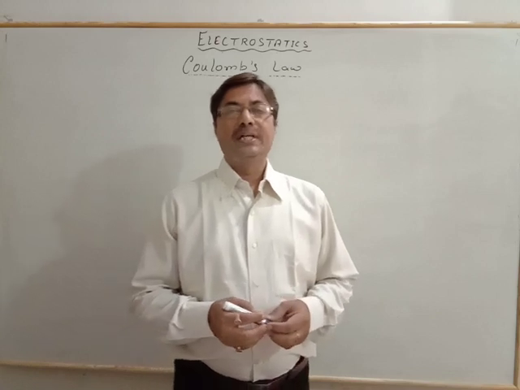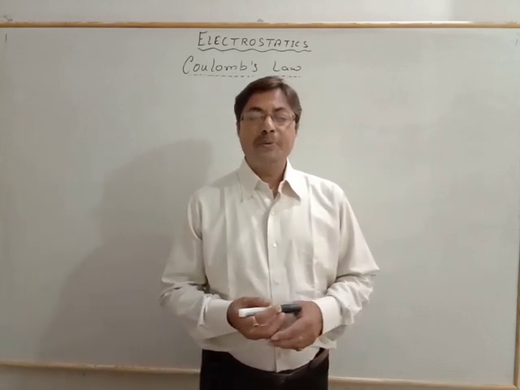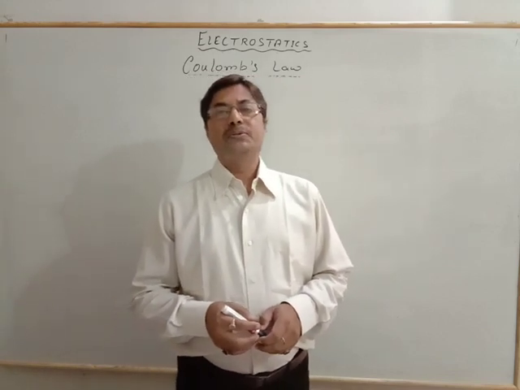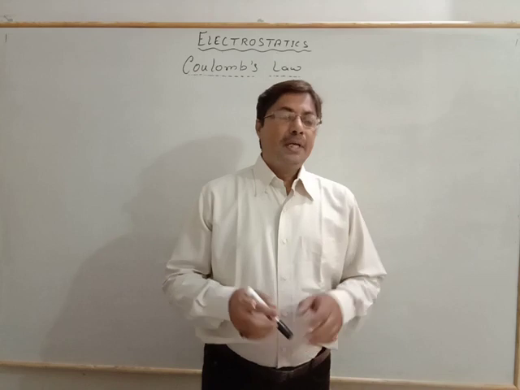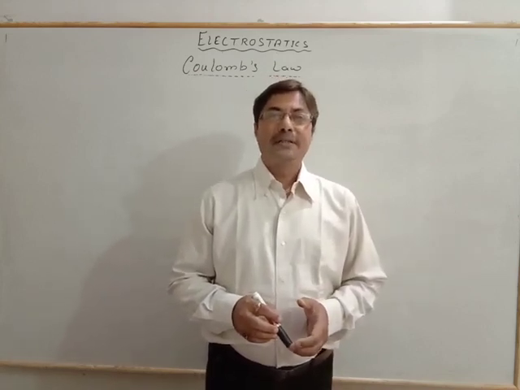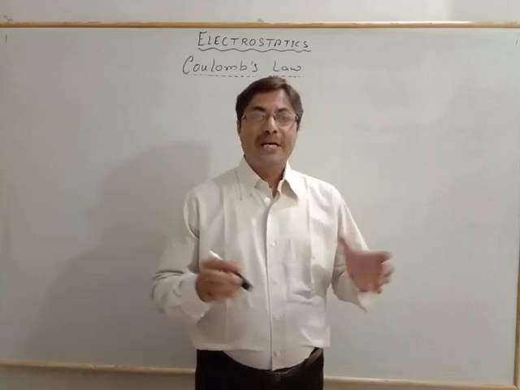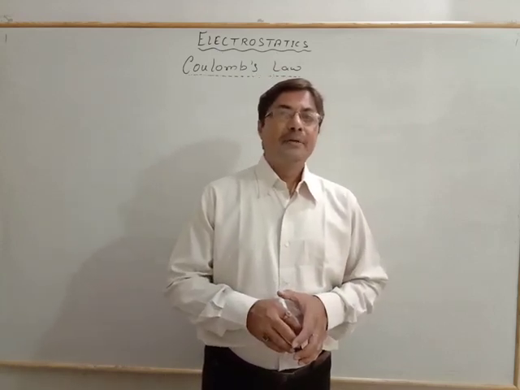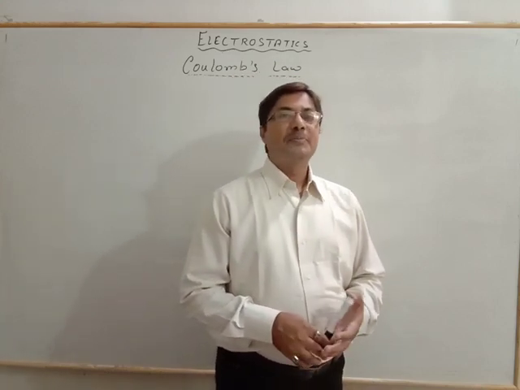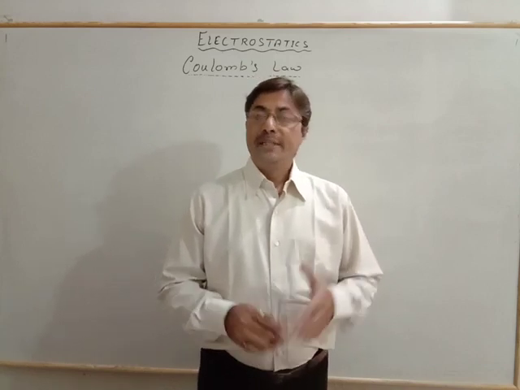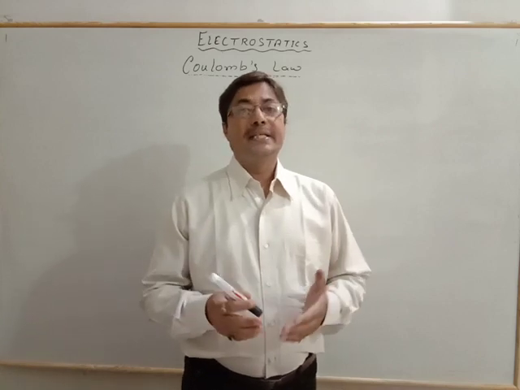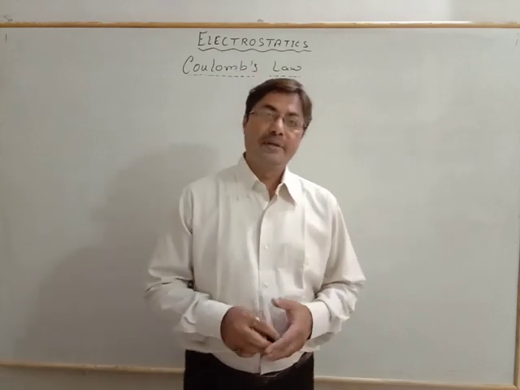The statement of Coulomb's law states that two stationary point charges attract or repel each other with a force which is directly proportional to the product of the magnitudes of the charges and inversely proportional to the square of the distance between them. It is very similar to Newton's law of gravitation, where two masses always attract each other with a force directly proportional to the product of their masses and inversely proportional to the square of the distance between them. That means Coulomb's law is the electrical analog of Newton's law of gravitation.